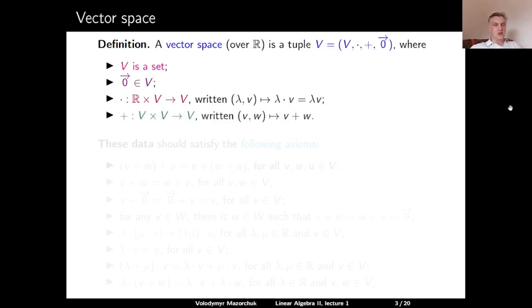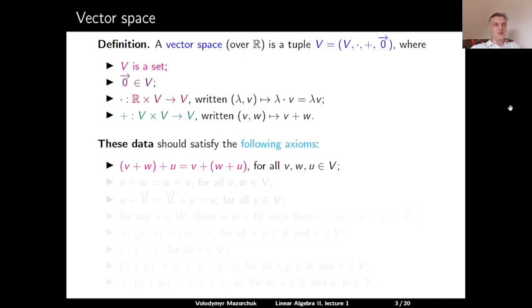And plus is also a binary operation with 2 arguments being elements in V and the output an element in V. And these data should satisfy the following axioms. First of all, plus should be an associative operation. This means that for any elements v, w, and u in V, adding first v and w, and then adding u, should give us the same as adding to v the sum of w and u.